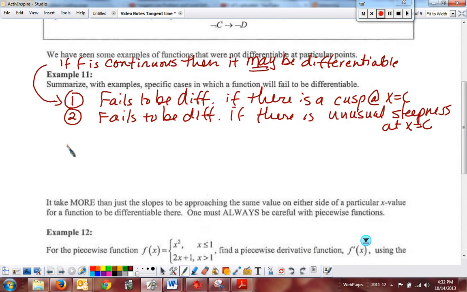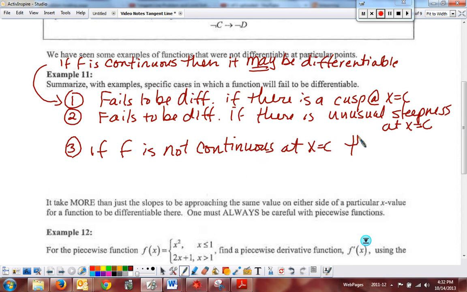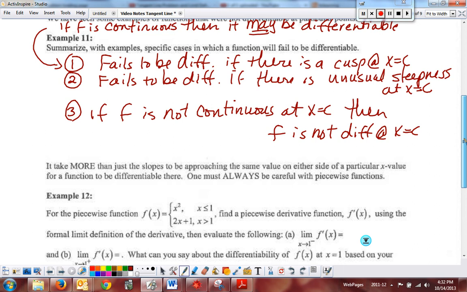And then the third case, if it's not continuous, would be if f is not continuous at x equal to c, then f is not differentiable at x equal to c. So that gives us our 3 things that we're going to look at. Now, I do want to caution you that you have to be very, very careful about taking a look at a function that appears to be the same slopes on either side.